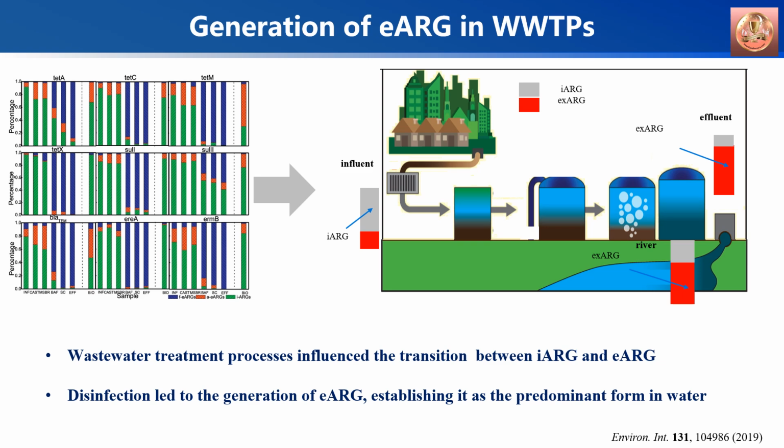And then we explore the generation of ERGs. Here we explore the process of wastewater treatment, and we found that in the influent, the ERGs are relatively few, but with the treatment process, they become more and more, and in the final effluent, they become dominant, and the trend is kept in the receiving river. So ERGs are dominant in the effluent and the river.